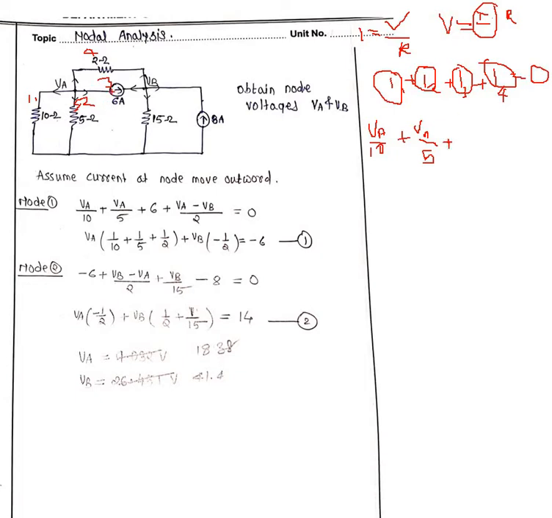Where is I3? This is my I3. See that one, my assumed direction. What is this one? Current source. Are both in the same direction or not? Yes. If it is the same direction, then write plus 6. If it is opposite, then minus.